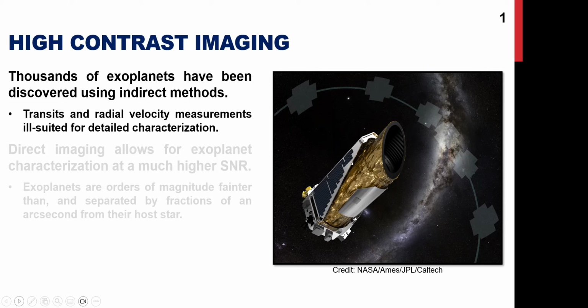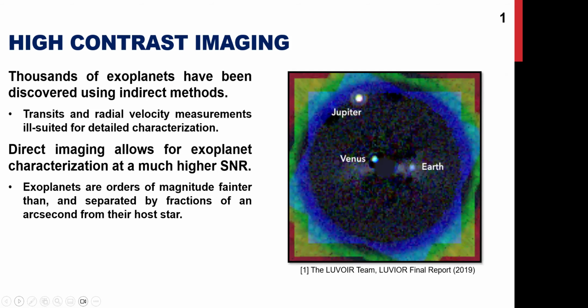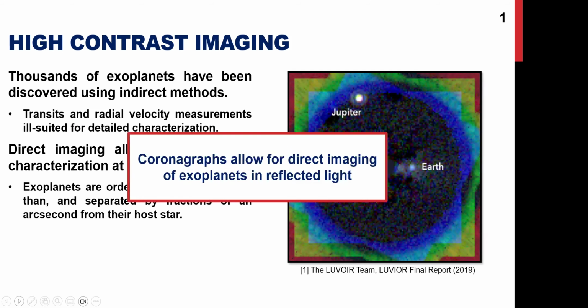They're not particularly well suited for detailed characterization of these exoplanets. Instead, what we'd like to do is direct imaging. It allows us to properly characterize these exoplanets at a much higher signal to noise ratio. But the problem here is that they are orders of magnitude fainter and separated by only fractions of an arcsecond from their host star. However, we have coronagraphs. These are instruments that allow us to block the starlight and see the exoplanets that are orbiting the star.